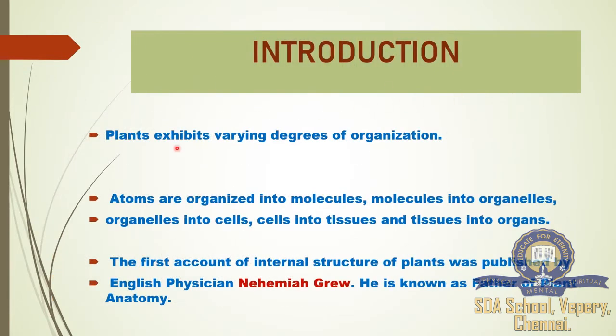Introduction of this lesson. Plants exhibit varying degrees of organization. Yes, it is also one of the living beings, so it is different from us human beings. Atoms are organized into molecules, molecules into organelles, organelles into cells, cells into tissues, and tissues into organs. Yes, the smallest unit of all organisms is atoms. It's a very small part.